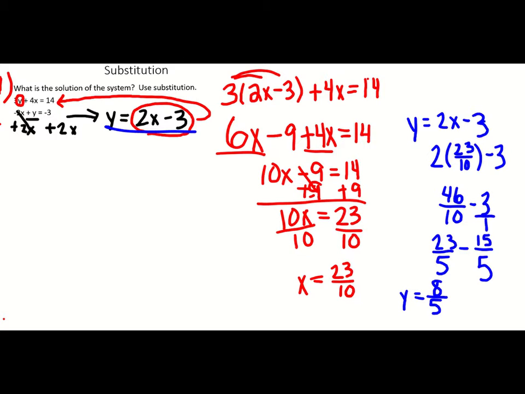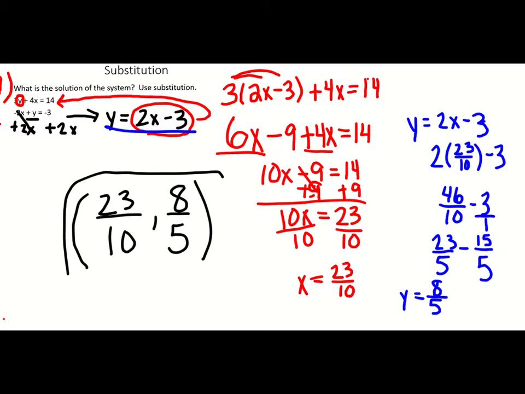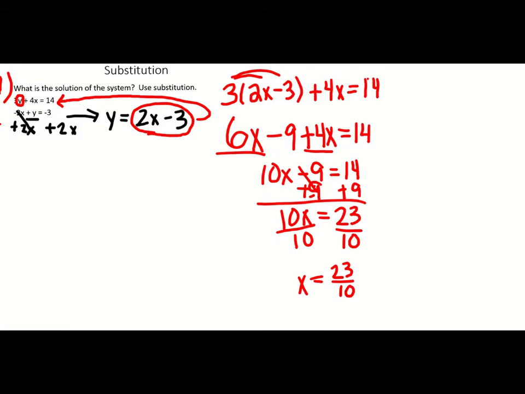So once you have both your x and your y value, write your final answer as a point. X was 23/10. Y was 8/5. So this example right here is a perfect reason why we can't rely solely on graphs, because we don't have perfect numbers as our answers every single time. Sometimes they're fractions, and we have to be able to find the exact answer by just dealing with the equations.